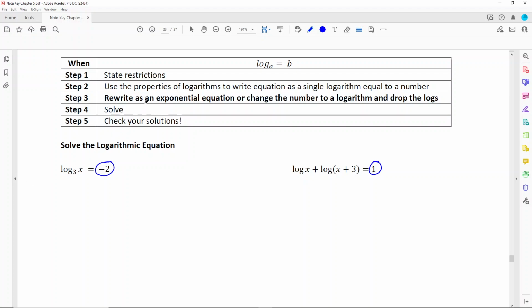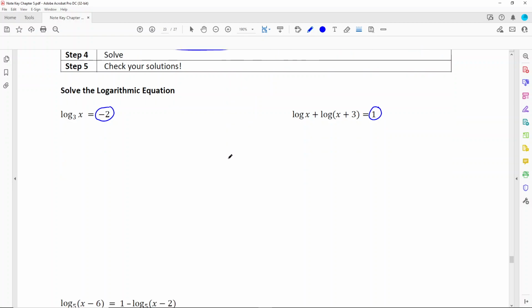Okay, so to solve these, step number 1 is the same. You're going to state your restrictions if you're using them. If you're just plugging in your solutions and checking, you don't have to do restrictions. They're kind of just a time saver. Then step number 2, you're going to use your properties of logarithms still, but this is just to write it as a single logarithm equal to a number, right? Not equal to a log. Then you're going to rewrite as an exponential equation. Now there's an or there, but I'm going to ignore that. I'll show you after. Okay, and then solve and check your solutions.